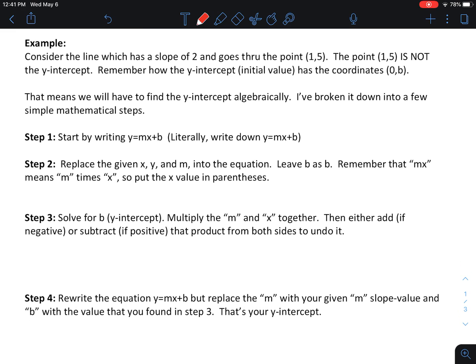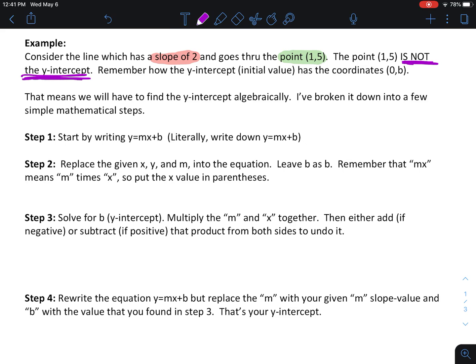Let's consider the line which has a slope of 2 and goes through the point (1, 5). Okay, so the slope is 2, and we know the line also contains the point (1, 5). Now, the point (1, 5) is not the y-intercept. So I'm going to say that again. It is not the y-intercept.